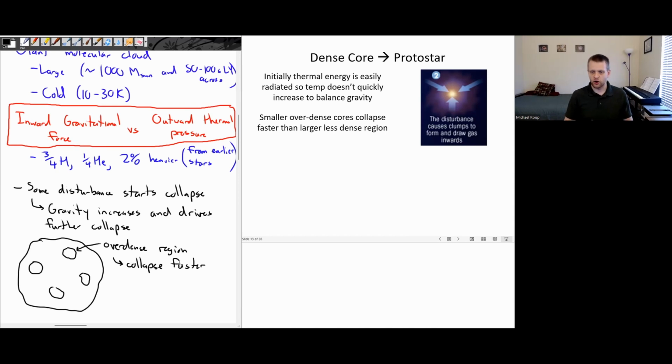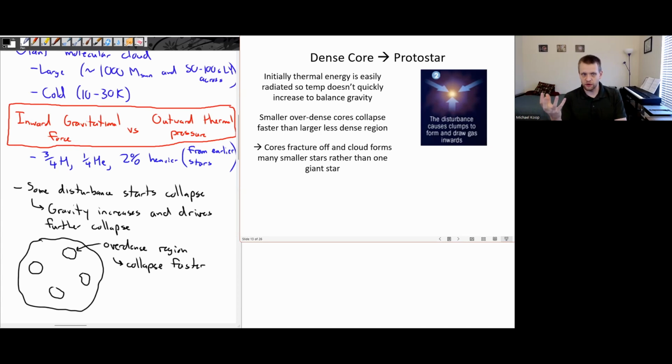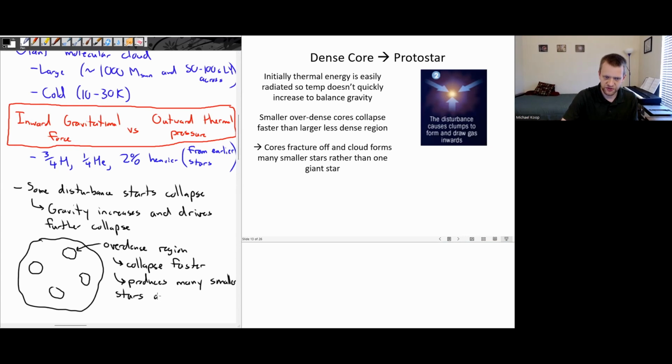And we get this effect called fracturing. Instead of just one giant star forming, remember, these original giant molecular clouds can be over 1,000 times the mass of our sun. Instead of making one giant star, these giant molecular clouds generate many smaller stars of varying mass.